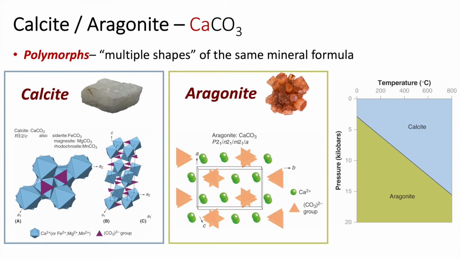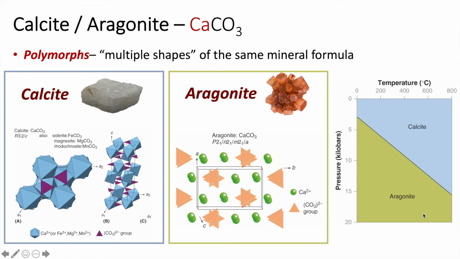And just to show, because this is going to become more important when we talk about metamorphic minerals, you may be wondering why the same mineral formula would form in 2 different ways, or what decides whether a bunch of calcium and carbon and oxygen is going to form calcite or form aragonite. It's usually going to have to do with the external conditions that the mineral is forming under. And those external conditions are usually going to be pressure and temperature.